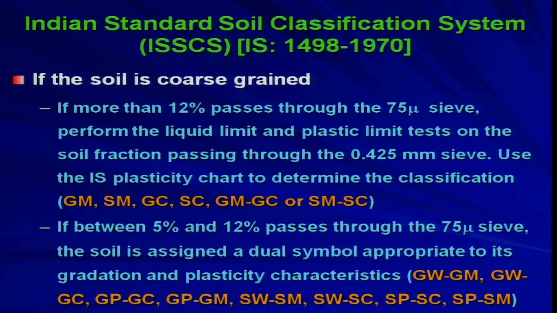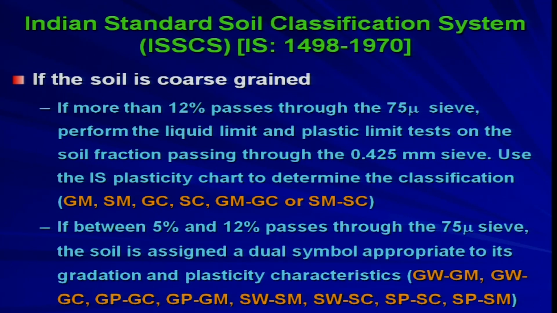If between 5% and 12% passes through the 75 micron sieve, that means the fine content is between 5% and 12%, then the soil is assigned a dual symbol appropriate to its gradation and plasticity characteristics. Then you have to see both gradation as well as plasticity characteristics. That means gradation alone will not dominate the classification process, nor will plasticity alone. So, you will get a dual symbol for the coarse grain soil, that could be GW-GM, that means well graded gravel and silty gravel.